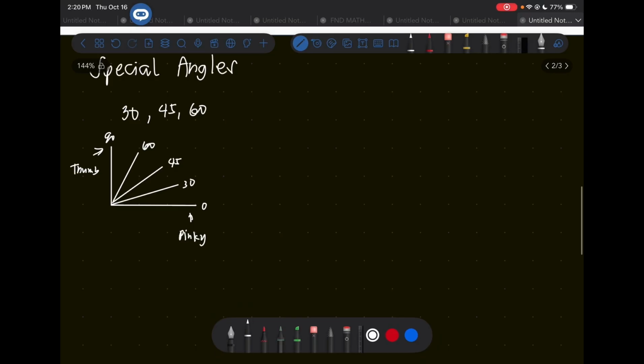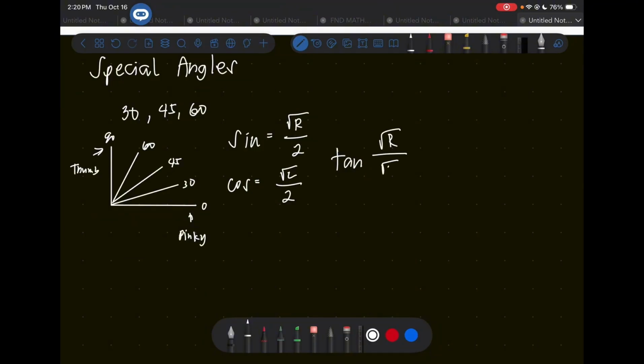Now for the sine, it's going to be square root of the right over 2. And then for cosine, it's going to be square root of left over 2. And for the tangent, it's going to be right over left.